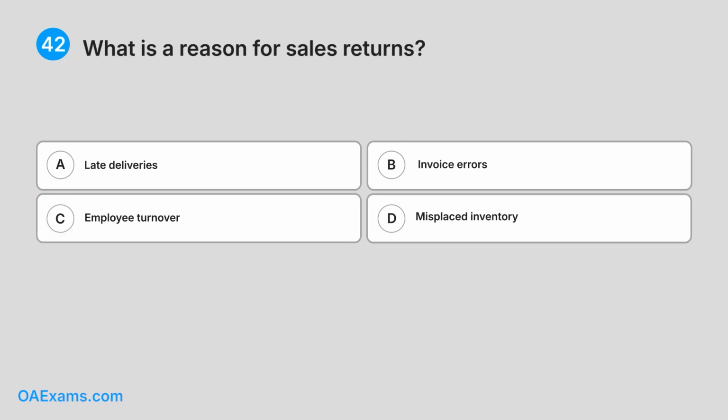42. What is a reason for sales returns? A. Late deliveries. B. Invoice errors. C. Employee turnover. D. Misplaced inventory. Can you guess the answer?